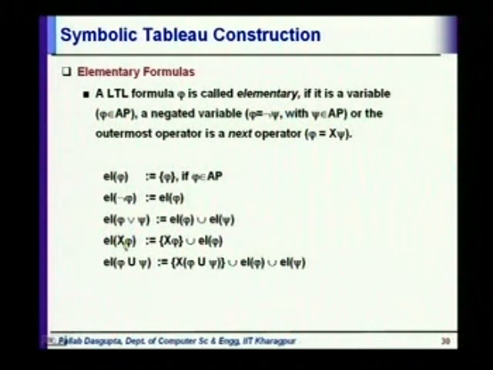For a formula of the type X var phi, X var phi is an elementary subformula, union the elementary subformulas of var phi. So the elementary subformulas of X var phi is X var phi itself union the elementary subformulas of var phi. Then the elementary subformulas of this until this is this one, union the elementary subformulas of this and the elementary subformulas of this, right?